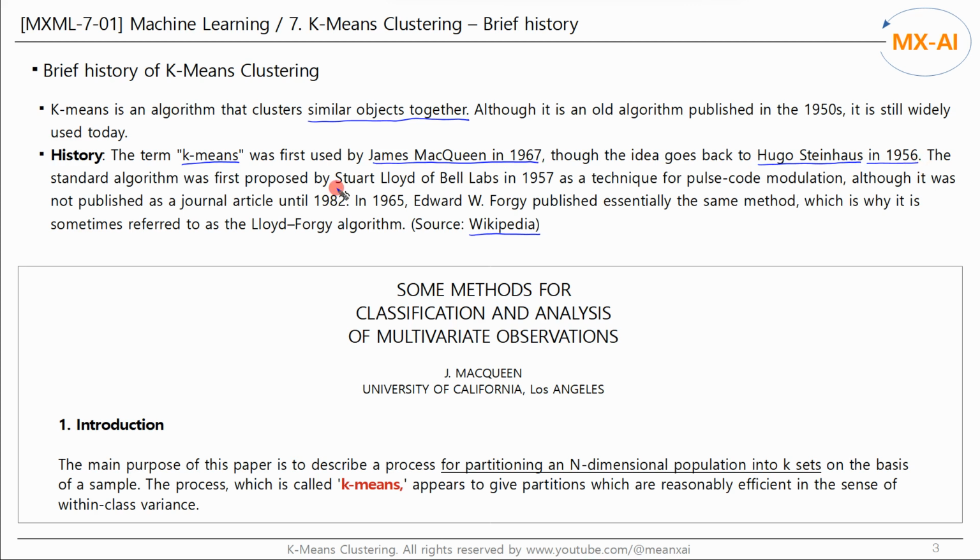The standard algorithm was first proposed by Stuart Lloyd of Bell Labs in 1957 as a technique for pulse code modulation, although it was not published as a journal article until 1982. In 1965, Edward W. Forgy published essentially the same method, which is why it is sometimes referred to as the Lloyd-Forgy algorithm.